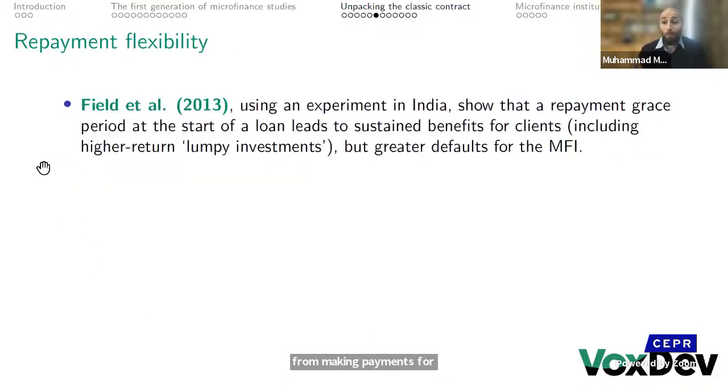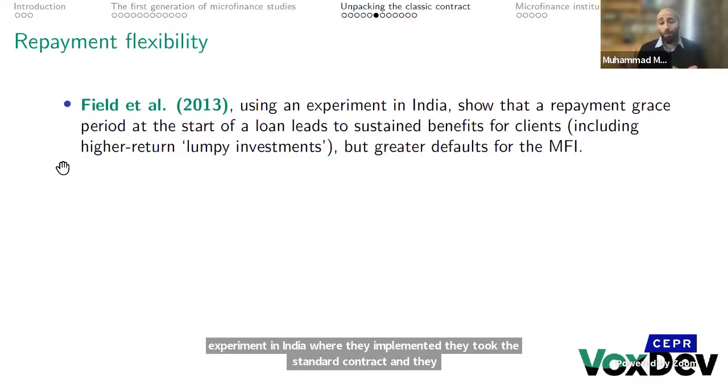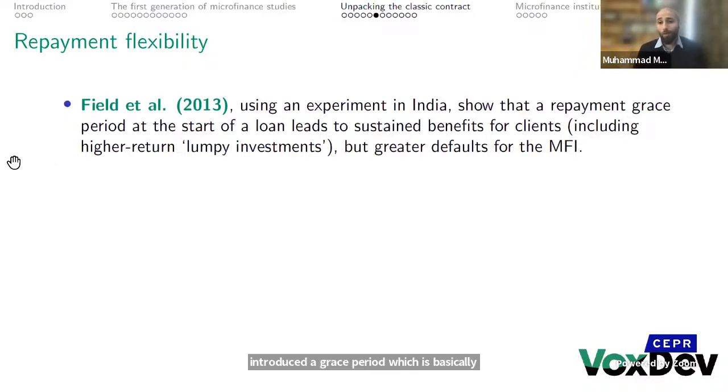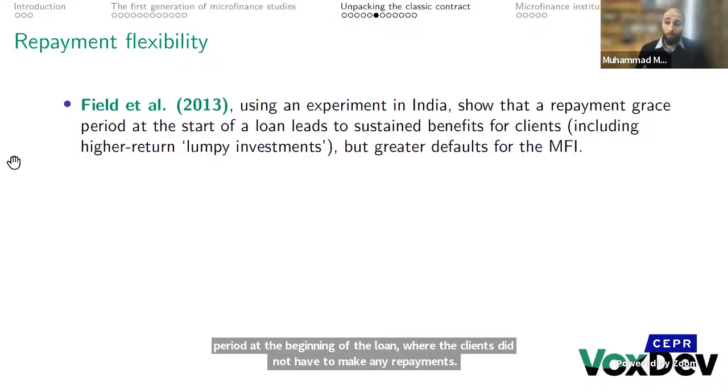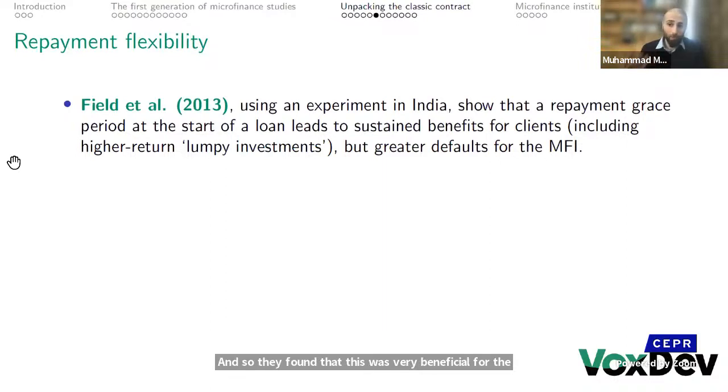Now, the seminal work in this space is a paper by Field, Pandey, Papp, and Rigol, an experiment in India where they took the standard contract and introduced a grace period, which is basically a two-month period at the beginning of the loan where the clients did not have to make any repayments. And they found that this was very beneficial for the clients. They invested more in lumpy investments, machines, et cetera, and they increased their profits. However, it did lead to greater defaults for the microfinance institution.